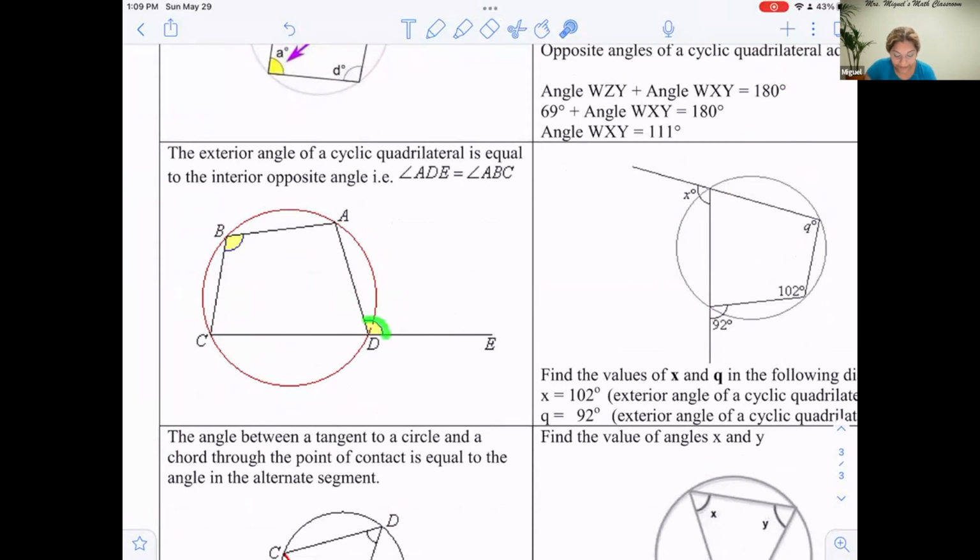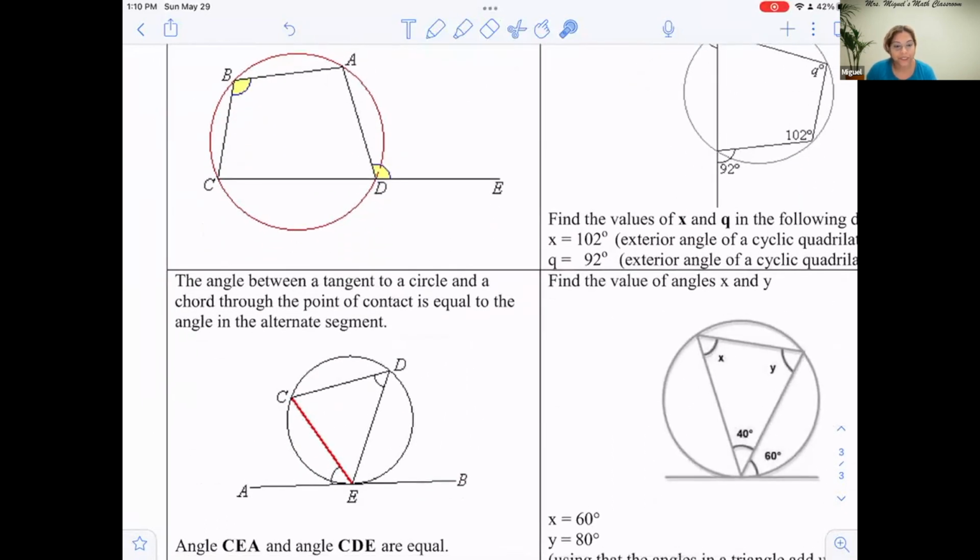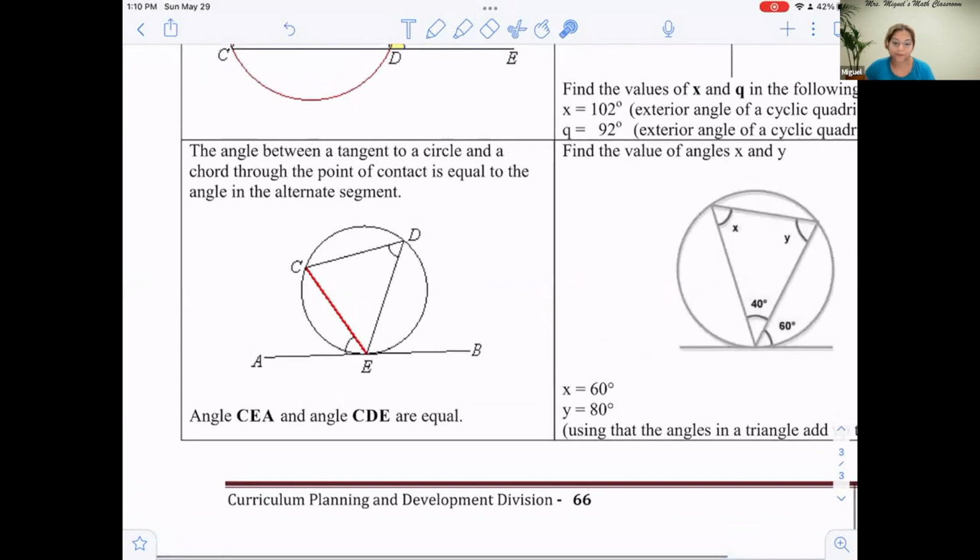The exterior angle of a cyclic quadrilateral is equal to the opposite interior. So this is the exterior, this is equal to the opposite interior. And the angle between a tangent and a chord at the point of contact is equal to the angle on the alternate segment. Yes, it is a bit wordy. So let us see if we can just break the tone by looking at a video here on circle theorems in 3 minutes. So let me share this with you all.